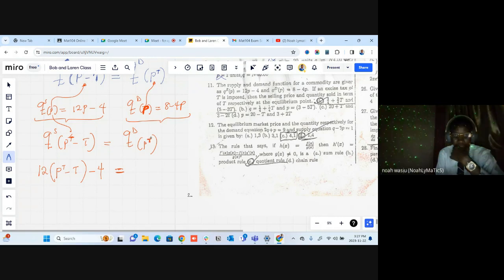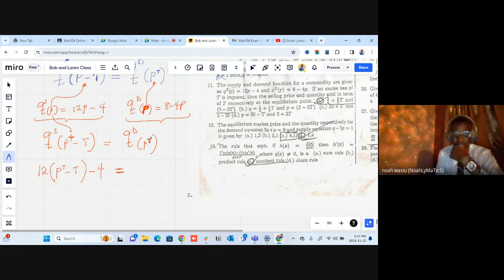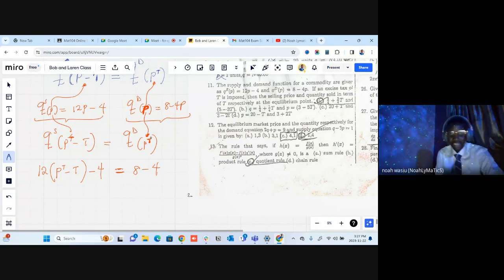So how am I going to get the QD? Here in this case I have this as 8 minus 4P. And P is no longer P. I have my P as P raised to the power of T in that case. So I will have this as 8, instead of writing 4P, it's not in terms of P, it's in terms of PT. P will represent PT in this case.